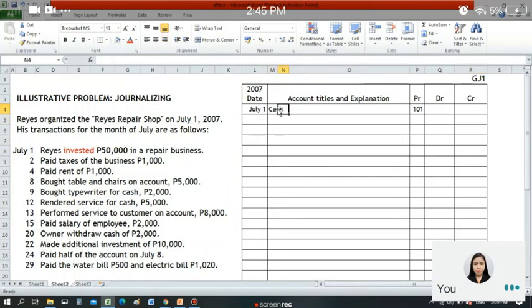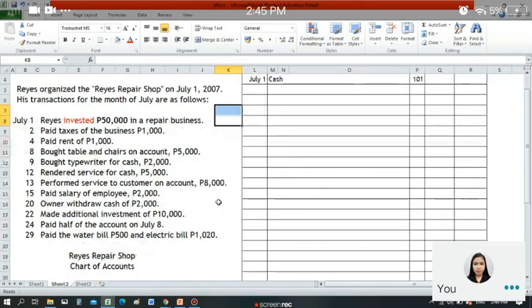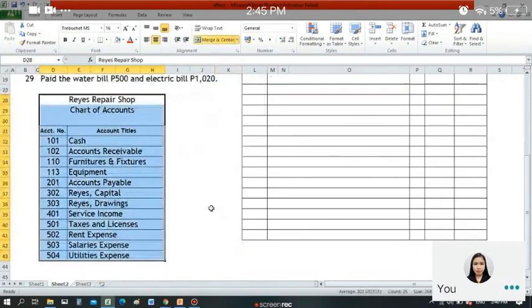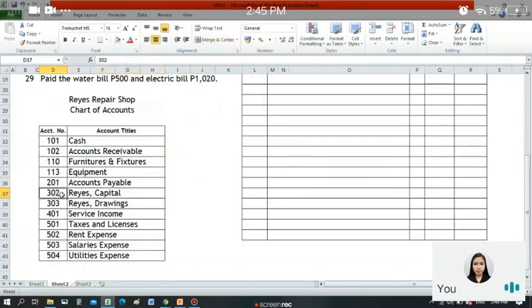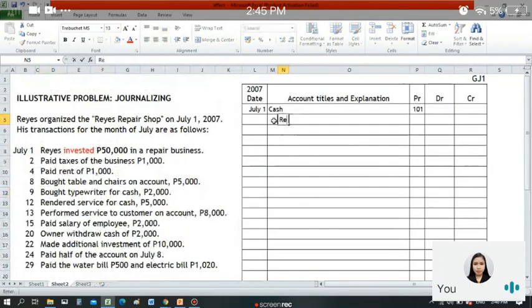So, debit is cash, credit is owner's capital. So, ano ba yung account title natin for owner's capital? Titingin kayo dito. Our capital account is Reyes Capital with 302 account number. So, Reyes Capital, 302. So, what is the amount? So, we have 50,000.